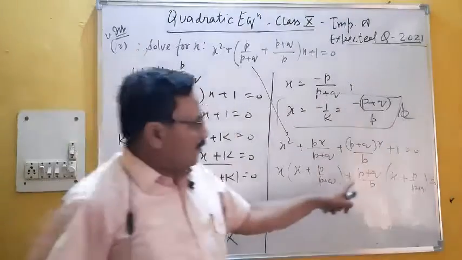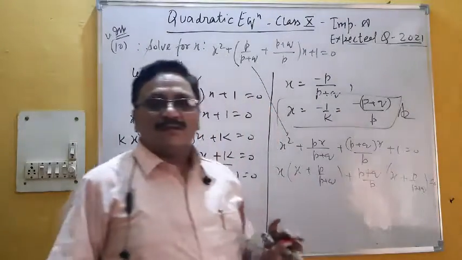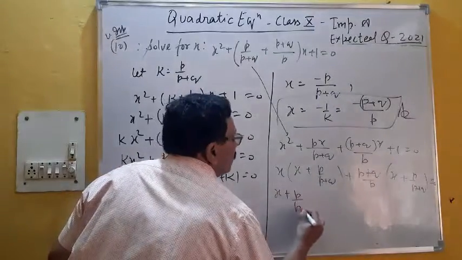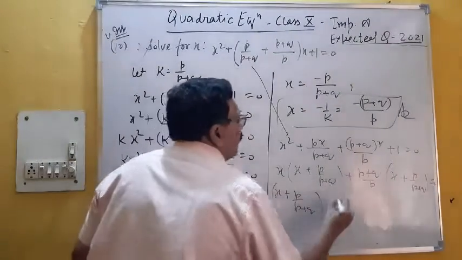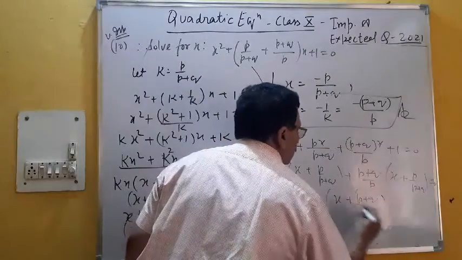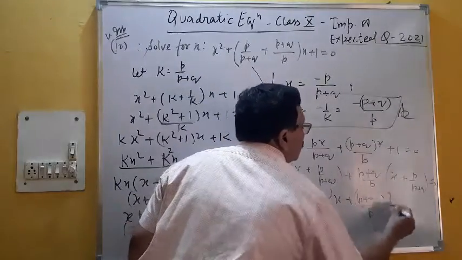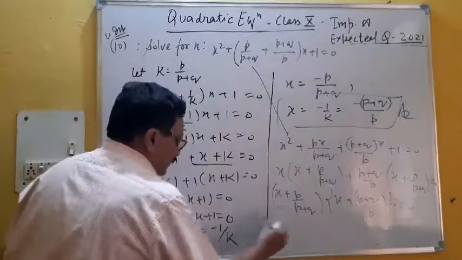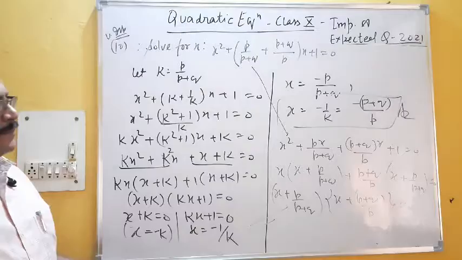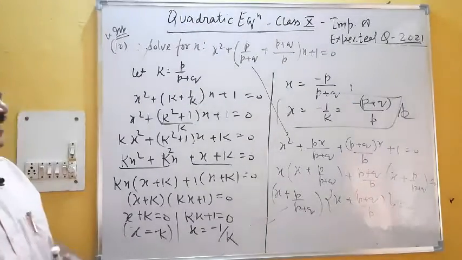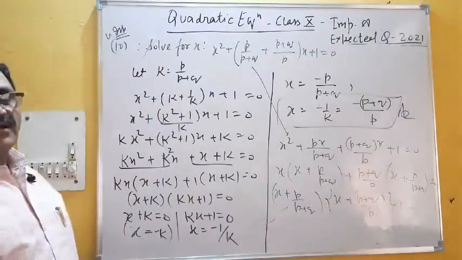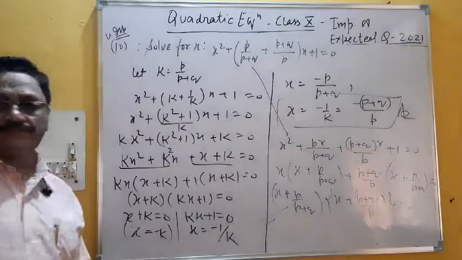The reason is that when you multiply these two terms, it becomes 1. Now you can solve x plus p upon p plus q, and then x plus p plus q upon p equal to 0. Now you can check. Finally you will solve and you will get the same answer. So it does not matter what method you are using. If you are very confident, you can solve directly like this, no problem. Otherwise this is the easier way. Okay, so you can write it.